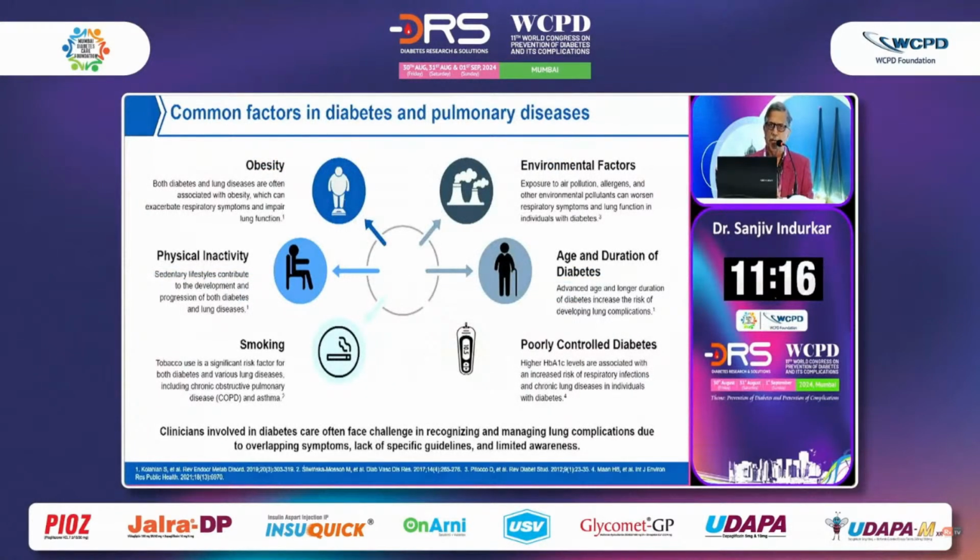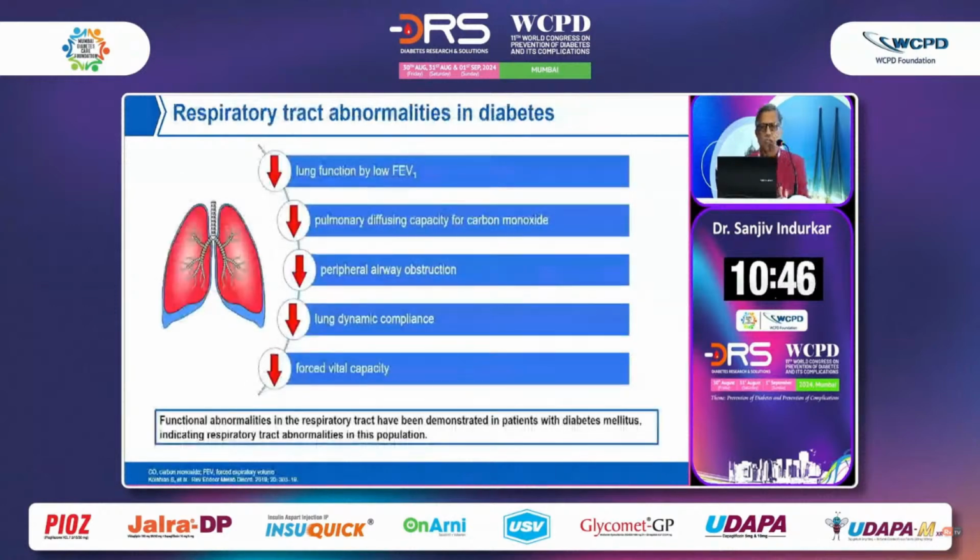Certain common denominators exist, like obesity, physical inactivity, smoking, environmental factors, age, duration of diabetes, and, very important, poorly controlled diabetes. All these parameters overlap in these two disorders, which sometimes makes it difficult to pick up the disease. There are no specific guidelines, and the awareness, unfortunately, is limited.